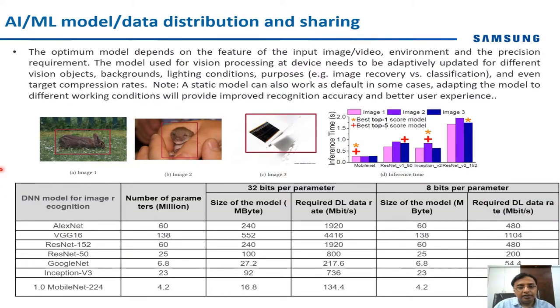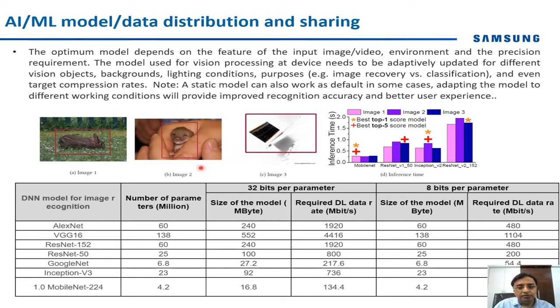Depending on the input image or the environment or the background lighting condition and how much precision is required, a different model yields a different inference time as well as a different quality of output. So this figure illustrates that, right? For image one, the best output is from MobileNet, for example, but image two would require an Inception kind of a model to actually detect it nicely.